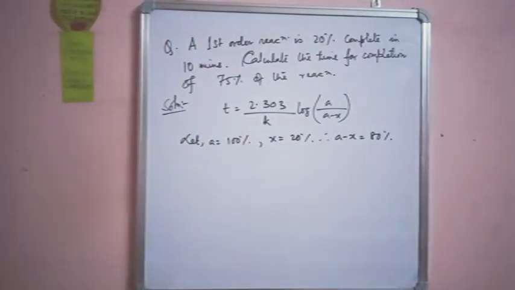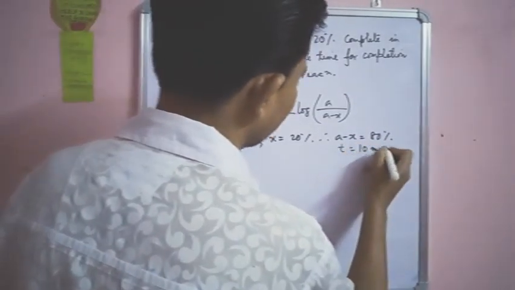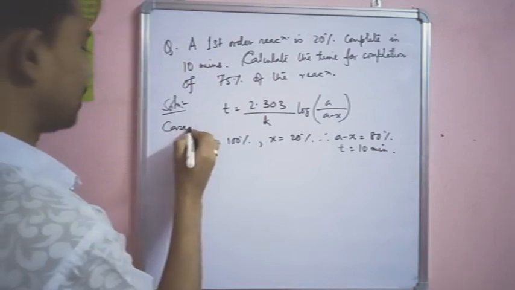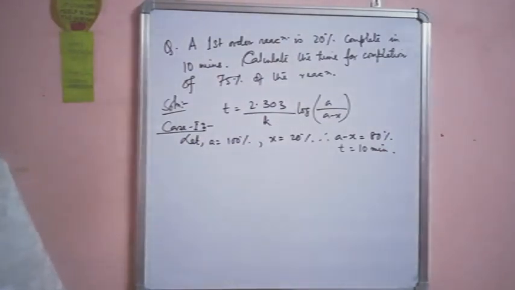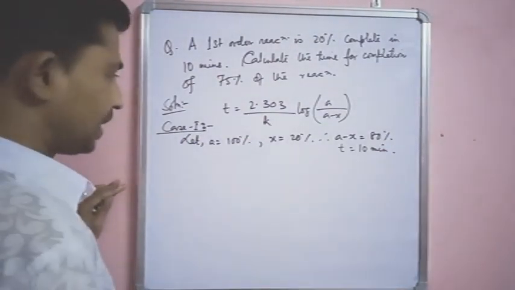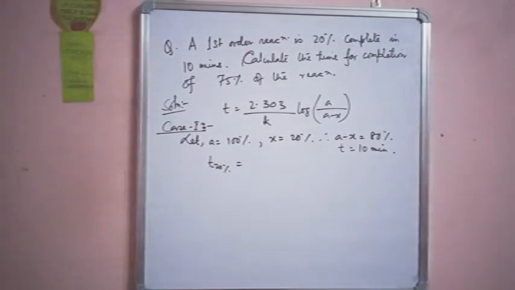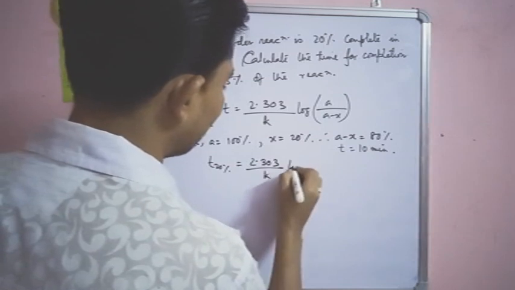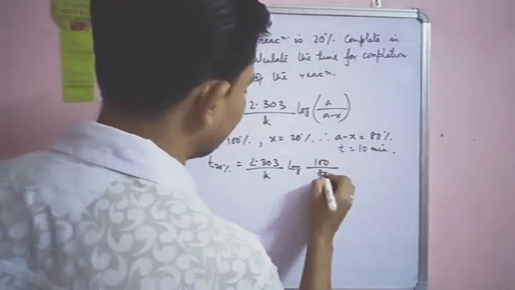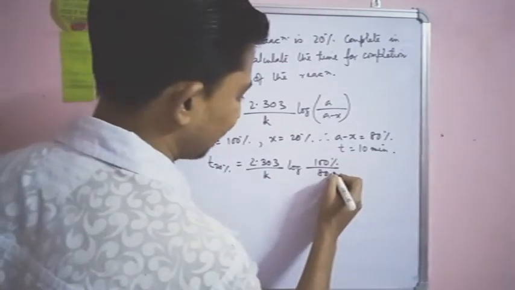ठीक है, और टाइम क्या है 10 मिनट. सो ये है केस 1. ठीक है, सो तो क्वेश्चन क्या हो जाएगा, सो T 20% is equal to 2.303 by K log of 100 by 80%. Okay, or you can write 100% by 80%, that also you can write.